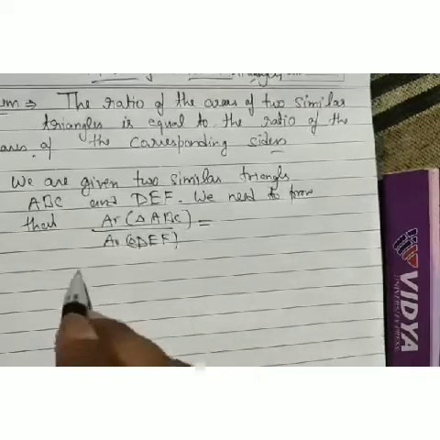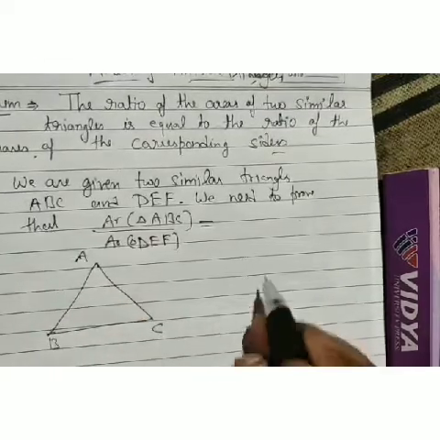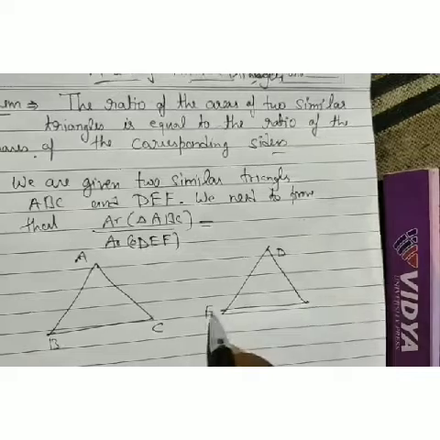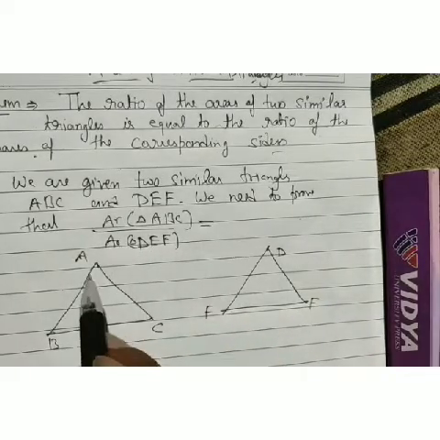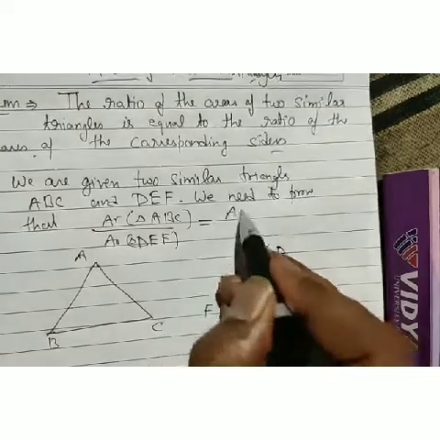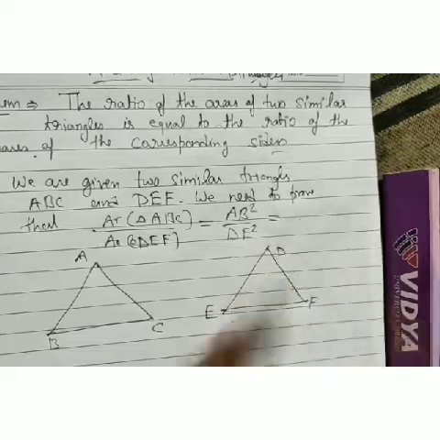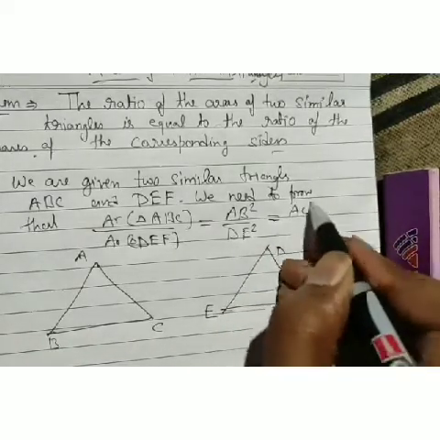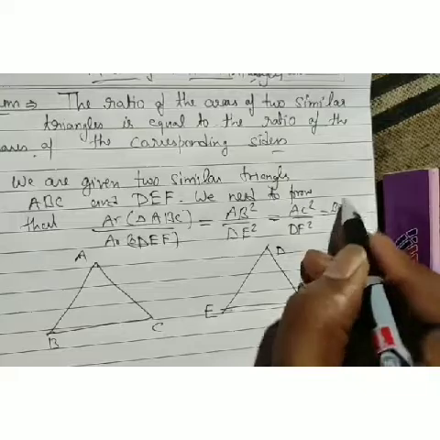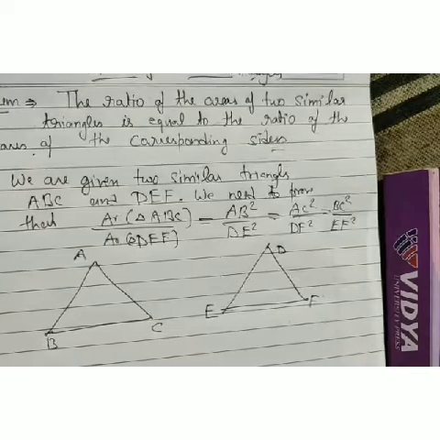Look, if we have two triangles ABC and DEF, then the ratio of squares of corresponding sides means AB square is to DE square, and we can also show that it's equal to AC square to DF square, and also BC square to EF square. We have to prove this.